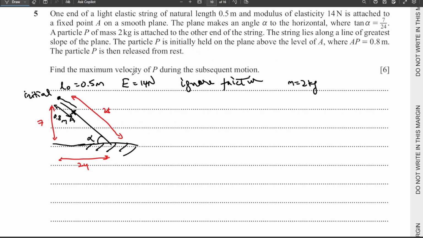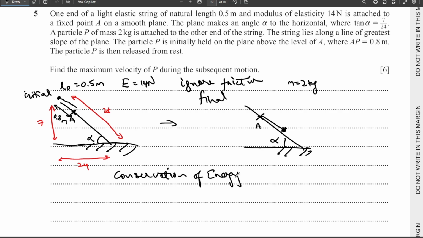And it is released from rest. And they want us to find the maximum velocity of P during the subsequent motion. So this initial, final, it will become, okay, it's released from rest, so definitely it will slide down the slope, and it's frictionless. So at some point, it will end up down here. And we want to find the maximum velocity point. Okay, so we have all the information to use the energy method, the conservation of energy.